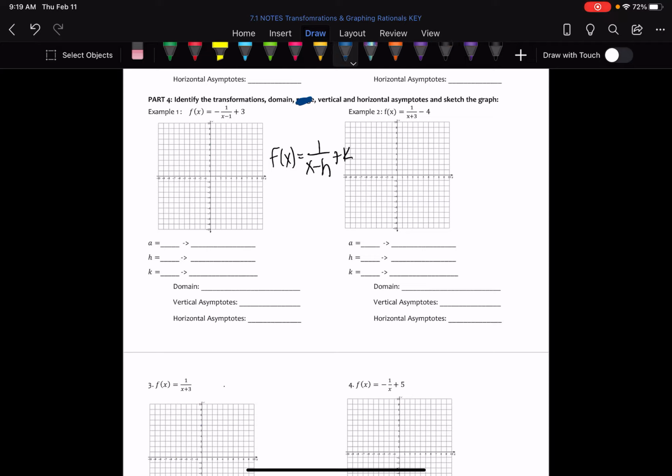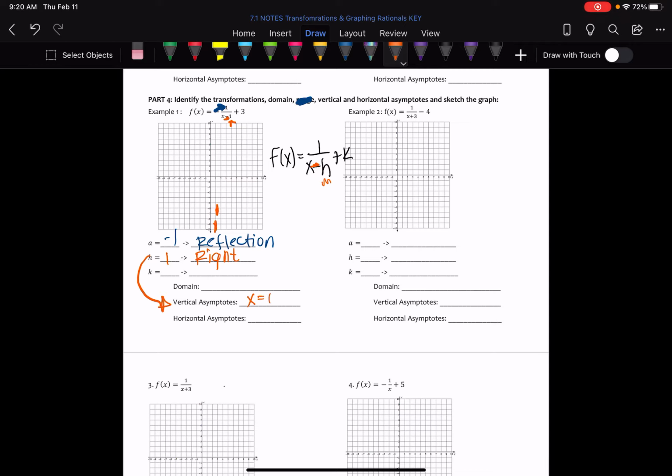So example 1, I have f of x equals negative 1 over x minus 1 plus 3. This negative, we're going to put that with the 1. So that's going to say I'm going to have a reflection over the x-axis. We have to be careful with the h. In 9th grade, we always said it's the opposite because in the formula, you always have a minus. So here I'm literally just looking at the h, which is a 1. So I'm going to go to the right 1, which also means that my vertical asymptote is going to be at x equals 1.